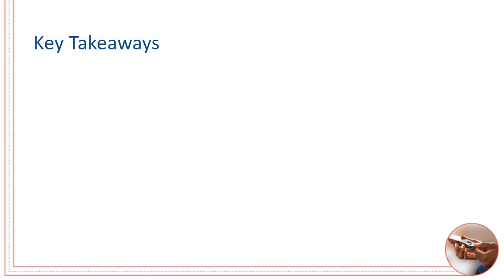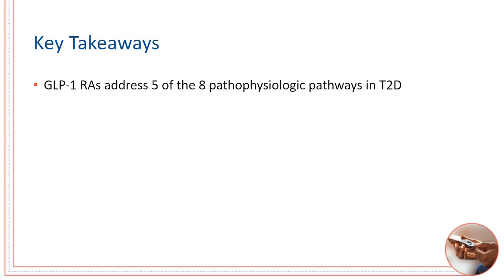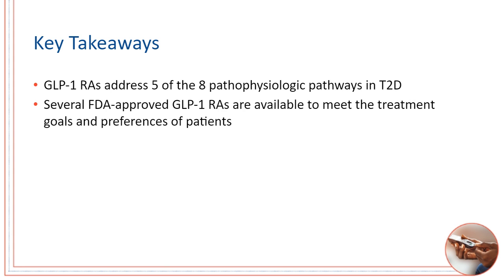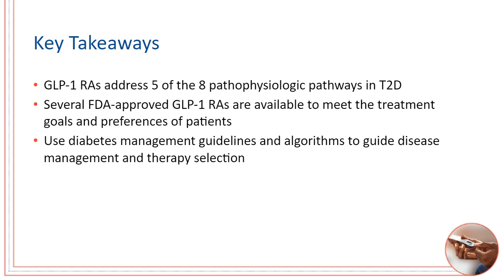So what are the key takeaways? We know that GLP-1 receptor agonists address multiple components of the pathophysiologic pathway of type 2 diabetes. We know that several of the GLP-1 receptor agonists are available to treat and individualize our patients to get them to goal. And we have guidelines and algorithms that really help us to make treatment choices for our patients or work with them. And we can treat not only the glucose, but also have extraglycemic and even complication-specific treatments. And GLP-1s are going to be involved in multiple of those selections.